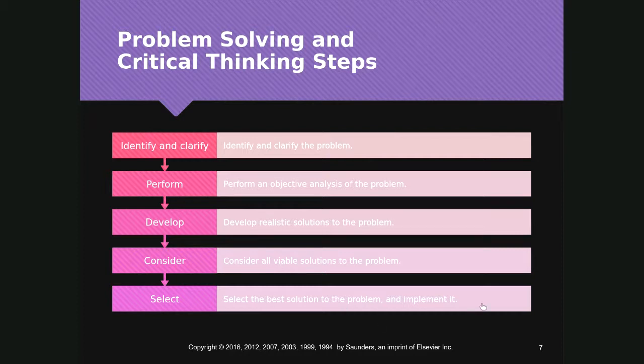Now, it's a little bit different than that table on page 32 as far as the wording. They tell you the first thing you want to do is identify the problem, and then you investigate the problem. Like, what do you know about it? What are all the aspects of it? Then you come up with viable solutions, and then you select the best solution. So you identify and clarify, and the developing is kind of the investigating, and then consider all the solutions and select the best one.